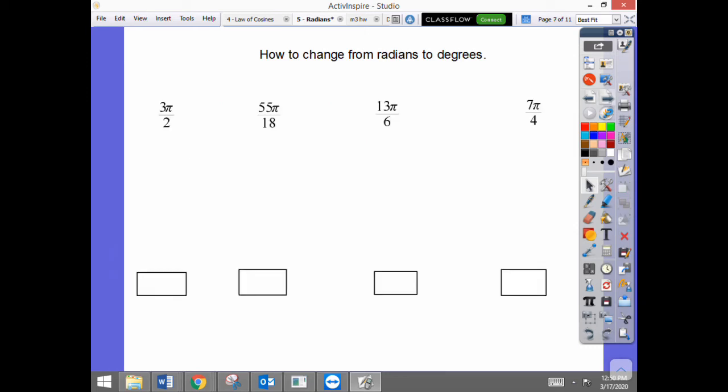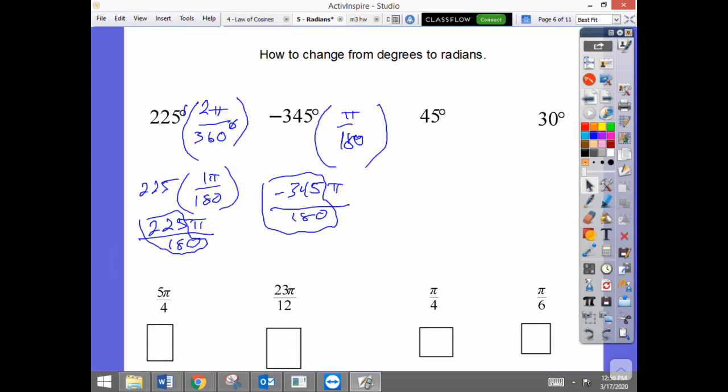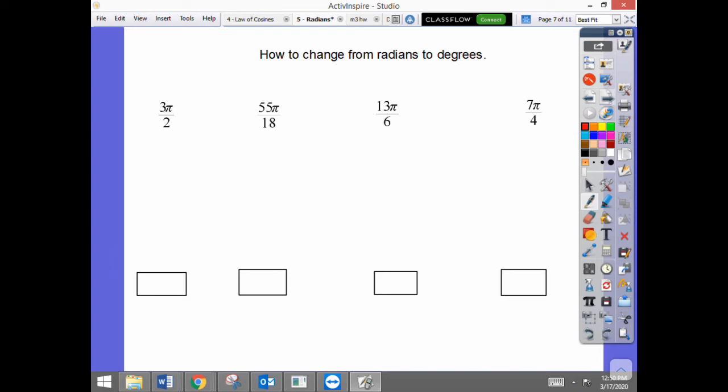What about going the other way? Changing radians to degrees. Well, we're going to do the same thing. I'm going to think, what did we multiply to change degrees to radians? We multiplied this right here. Let me get the pen out here. We multiplied this. To change degrees to radians, we're actually going to multiply by the same thing, except we want to get rid of the radians, so we're just going to multiply by the reciprocal of that, 180 over pi.